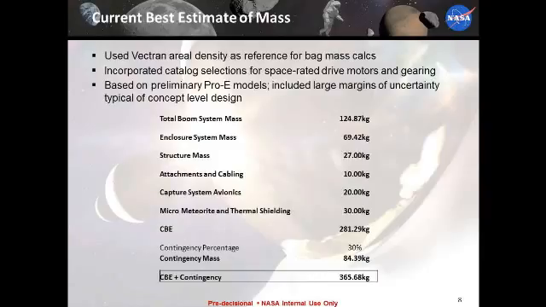We did a quick mass estimate on it with some of the CAD work we did. Total boom mass system, we're at 124 kilograms. And adding in the bag, again, it's a lighter bag. It's a single ply Vectran bag versus something that's inflatable with multi-plies. Attachments, cabling, et cetera. And then adding in 30% contingency, we're at about 365 kilograms.